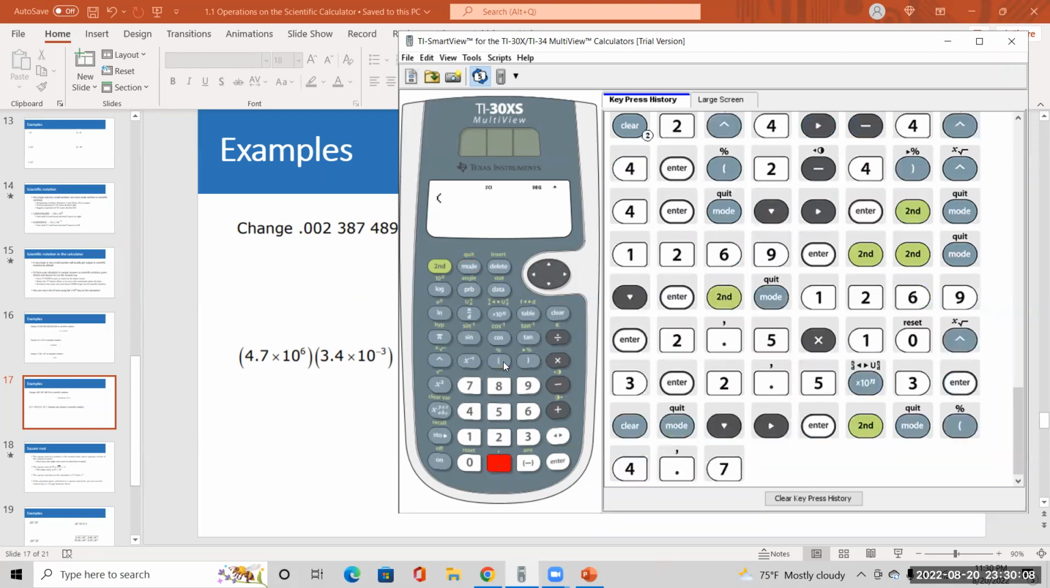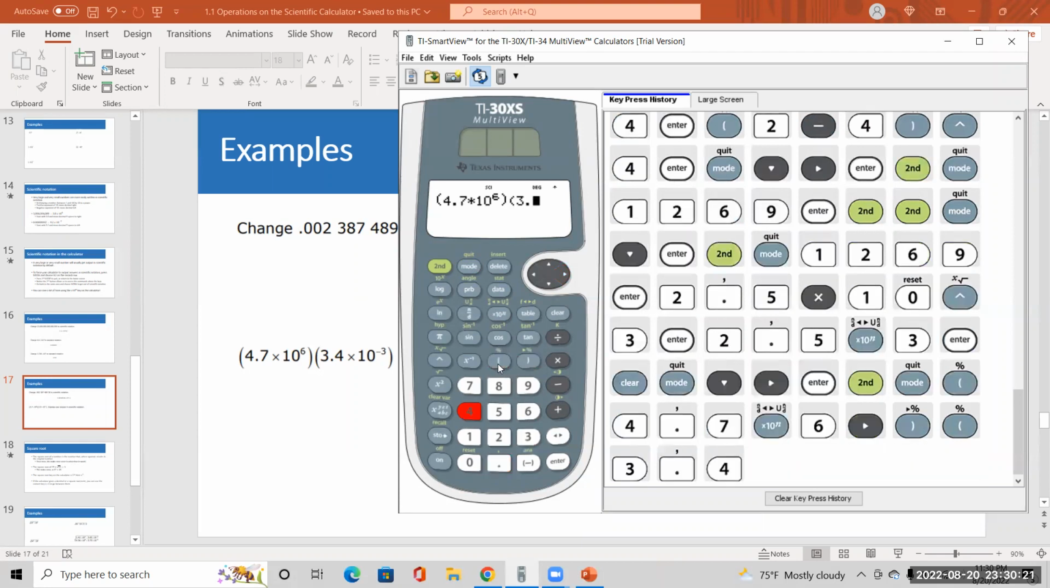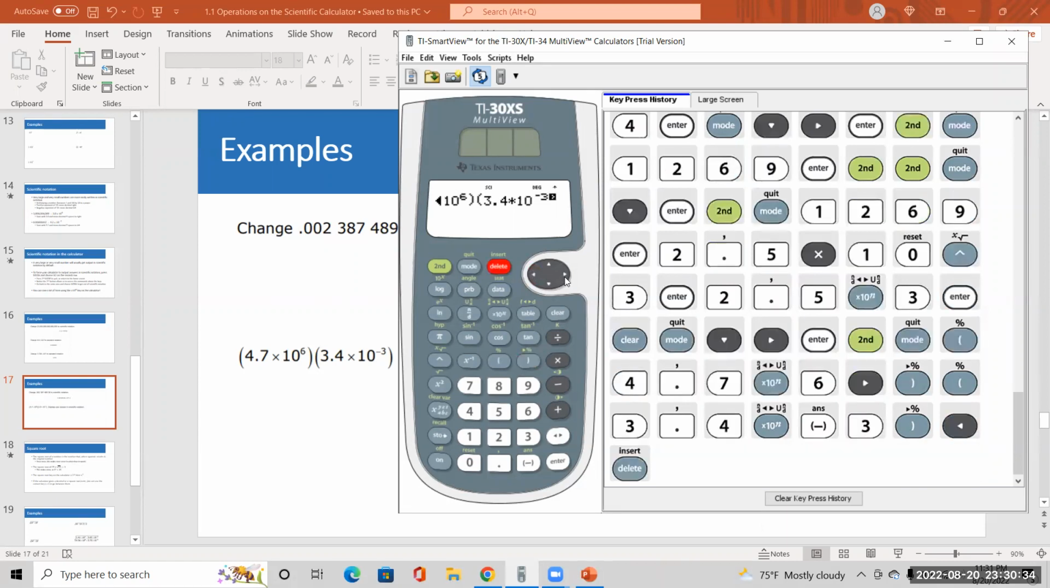I'm going to say 4.7. I'm going to use this times 10 to the n. So times 10 to the 6th. Close that parenthesis. Open a new one. 3.4 times 10. Remember to use the negative here. Negative 3. And this is what I was talking about. Make sure you move this down. Okay, and we'll press enter. And we'll get 1.598 times 10 to the 4.